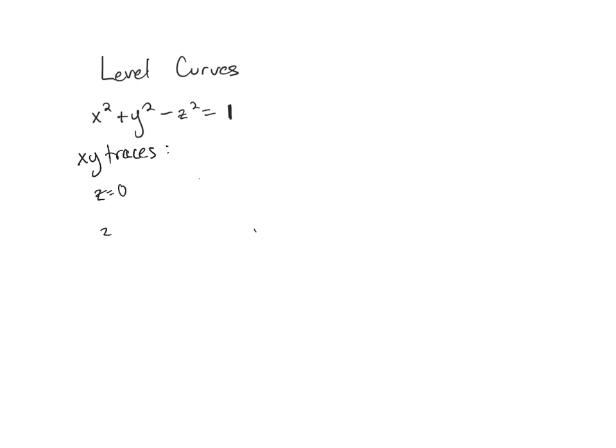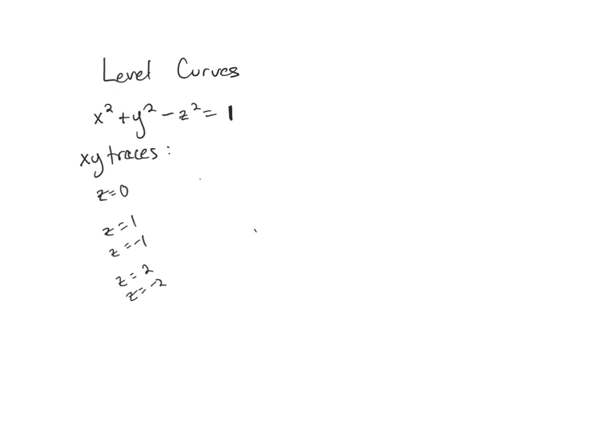Like, what if I plug in z as 0? What if I plug in z as 1 or -1? What if I plug in z as, I don't know, 2 or -2? What am I getting? So if I plug in z as 0, then I end up with x squared plus y squared equals 1, which is going to be a circle of radius 1.